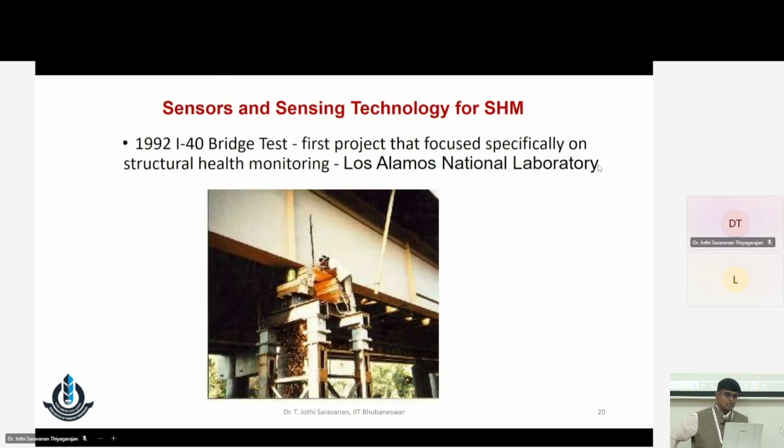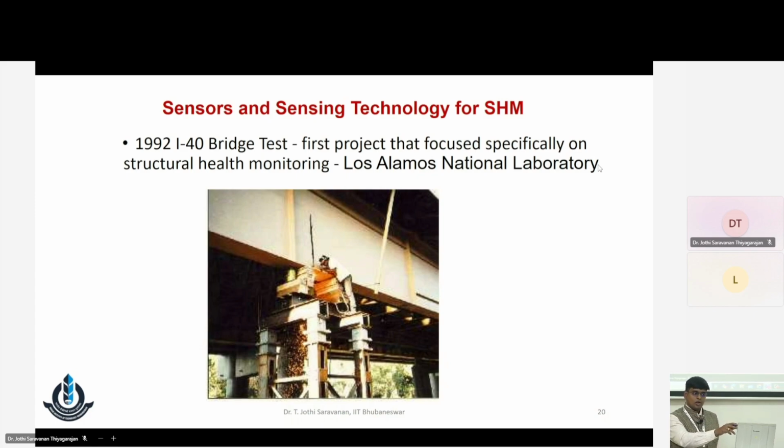As a person who is working in health monitoring, it is always good to know these things. In 1992, the I-40 bridge test was conducted. This was the first project focusing on health monitoring. You should know this, because this was taught to me when I was a PhD student at the University of Tokyo. My professor started his lecture with this slide.